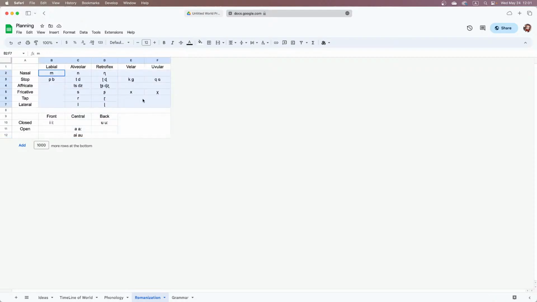So how many consonants do we have? We have 18 slots. 18 plus 7 is 25. We have 25 consonants. Oh, that's a nice even number.